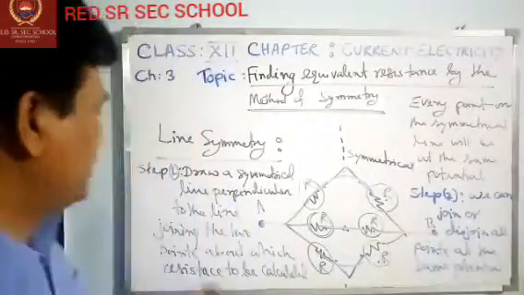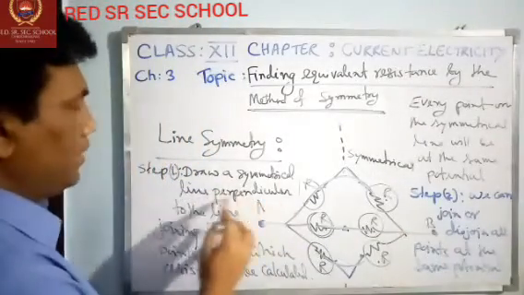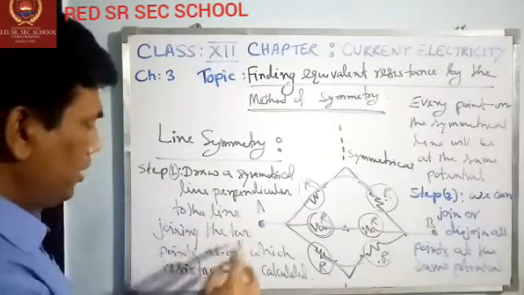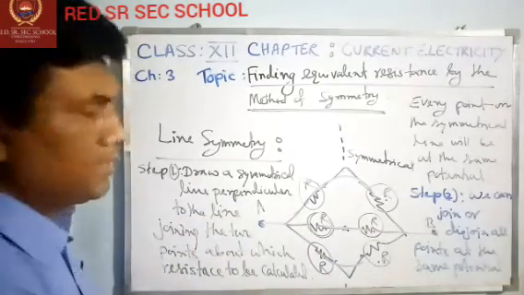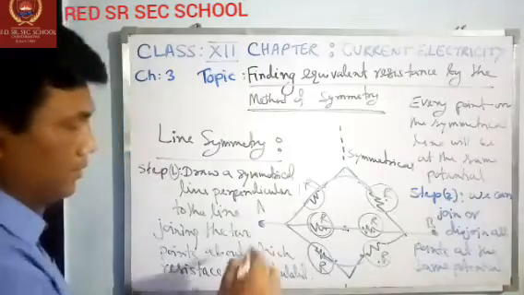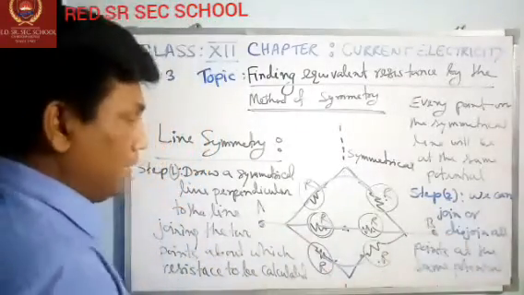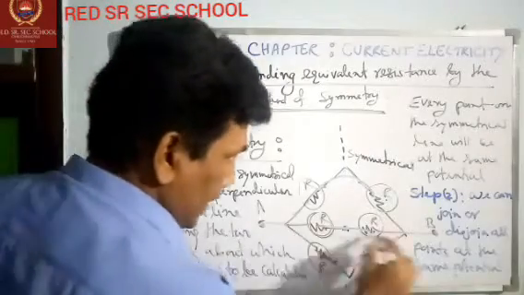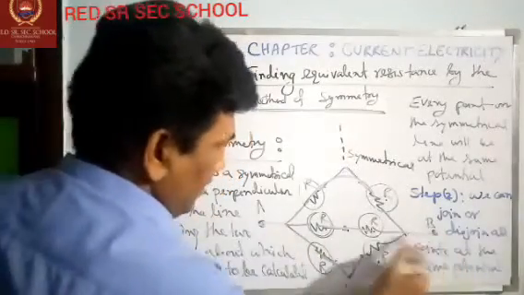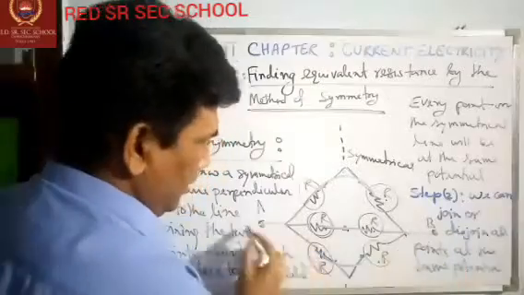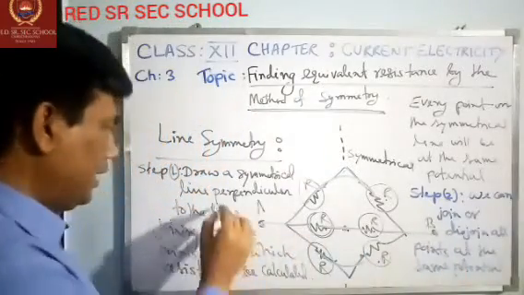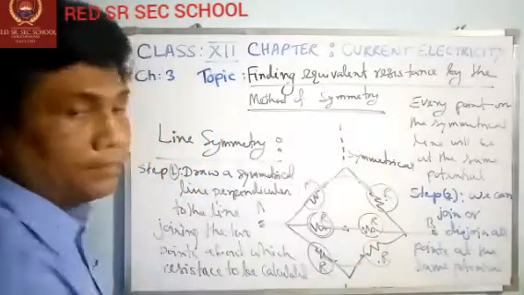Okay, first step: draw a symmetrical line perpendicular to the line joining the 2 points about which resistance is to be calculated. These are the 2 points about which resistance is to be calculated. You see, this itself is a symmetrical line, but we do not take this as the symmetrical line. We need to take a perpendicular one, meaning this one.